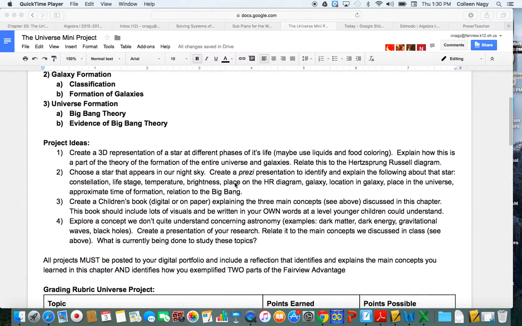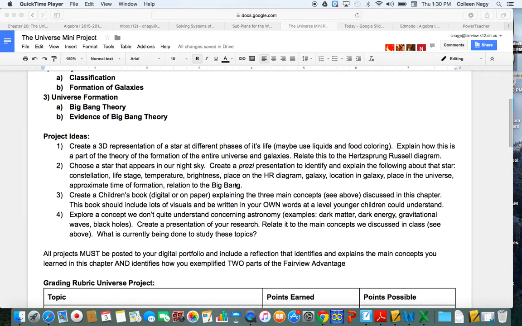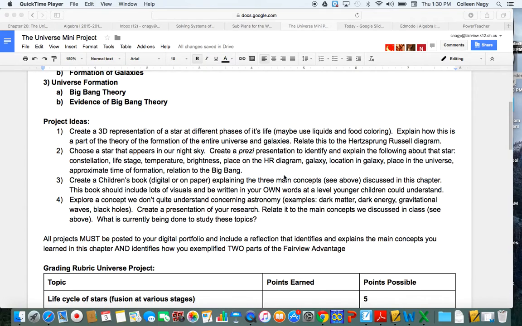If you don't want to do that, you can pick a star, any star you want, and kind of start small and go bigger. So, which star did you pick? Which constellation is it in? What life stage is it in? What temperature? What's its brightness? Where would it go on your HR diagram? What galaxy is it in? What type of galaxy is it? How does it fit into the Big Bang? Kind of relate it from there.